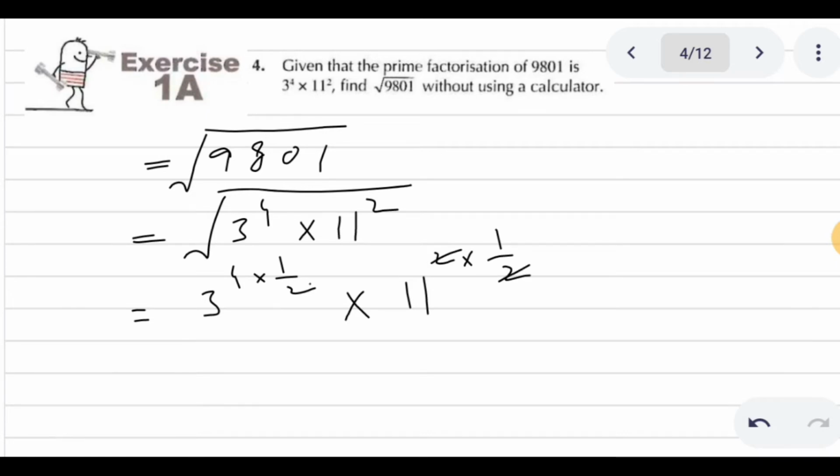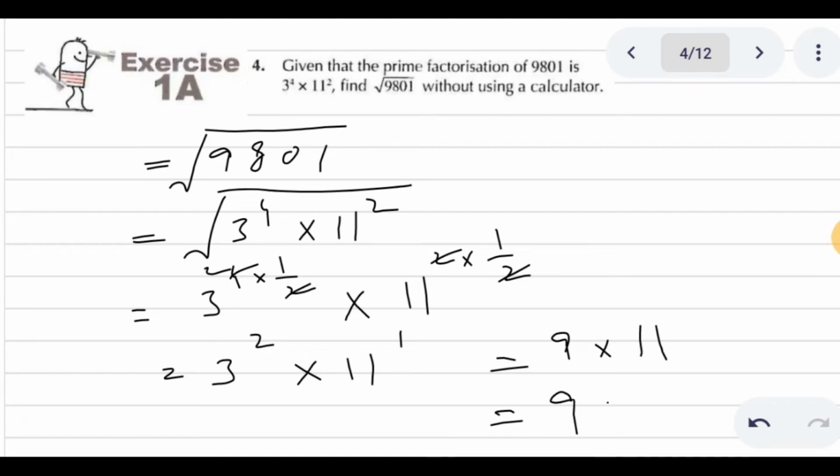And this power will be simplified in this way. So 3 to the raised power 2 into 11 to the raised power 1. That will be 3 3s are 9 and 11. And now we will multiply 11 with 9 and our answer is 99.